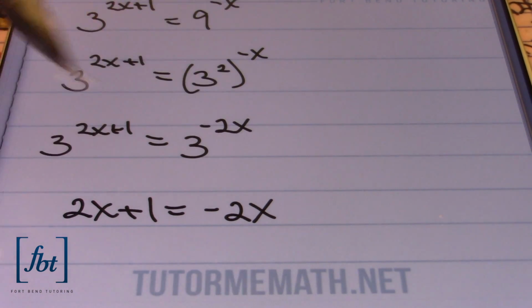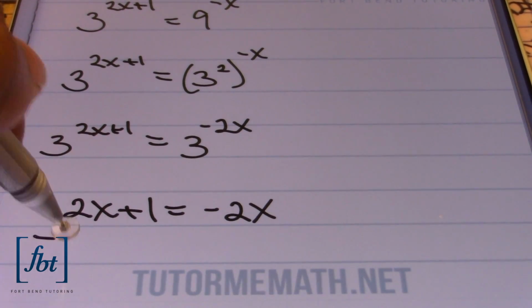So here we're going to solve for x on the line of least resistance. I'm going to go ahead and subtract 2x from both sides.